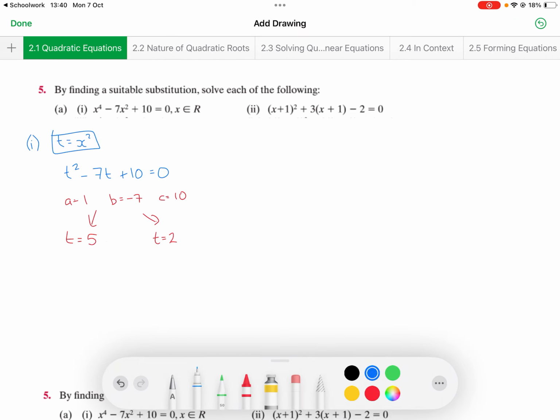So if I go back to this substitution, t is equal to x squared. So that means 5 is equal to x squared. Square root both sides, you get x is equal to root 5. And that's plus or minus root 5. And the same on the other side.